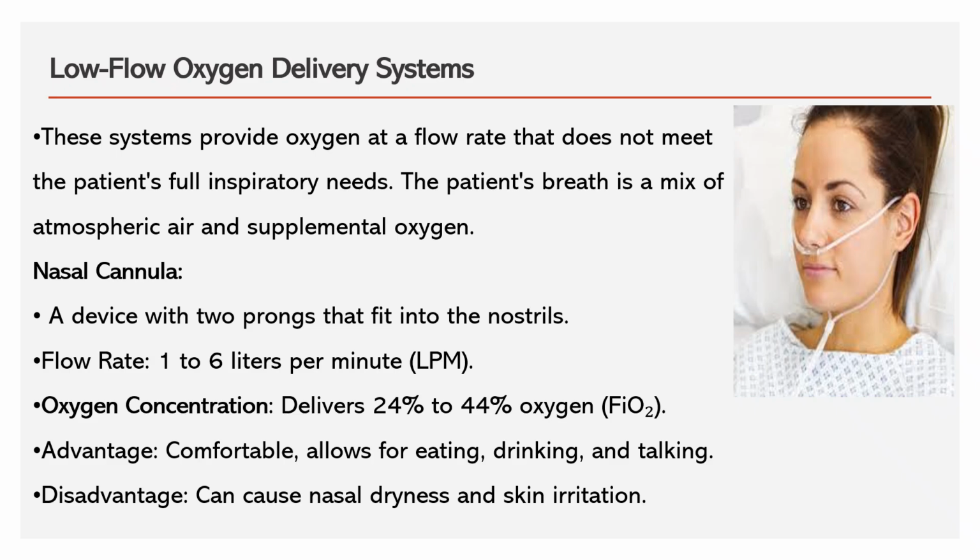The first equipment is the nasal cannula. It's a device with two prongs and the flow rate will be 1 to 6 liters per minute. The oxygen concentration it delivers is 24 to 44% oxygen, FiO2. What is the advantage? The patient will be very comfortable. They can have food when they are taking oxygen. They can drink, they can talk. They will be a bit free. There are some disadvantages also. It can cause nasal dryness and skin irritation.